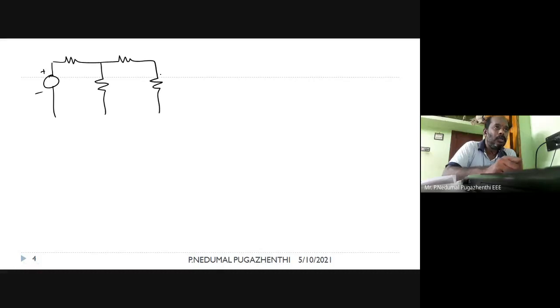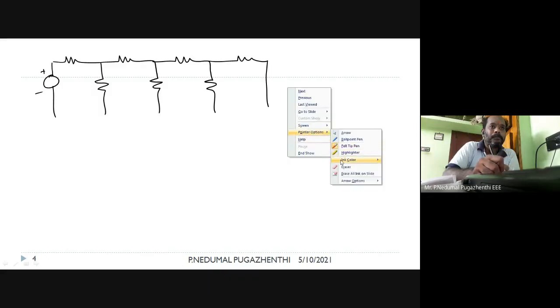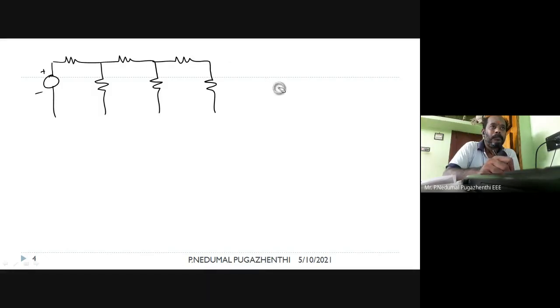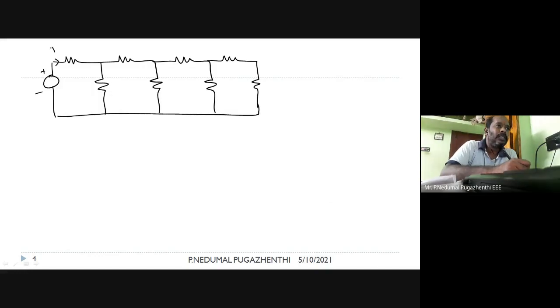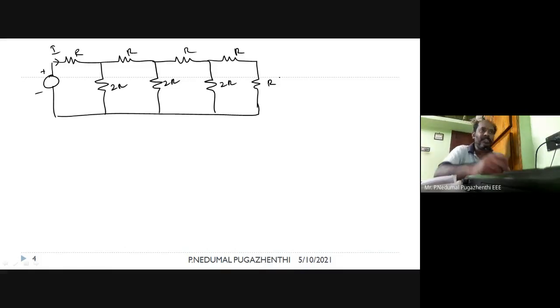Hello? Anyway, I am doing that again. Anyway, I have 8 resistances. I can reduce that further, because it is going to be the same notations. So I say this is I, this is R, this is 2R, this is R, this is 2R, this is R, this is 2R, this is R, and this is also R. The logic is very simple.